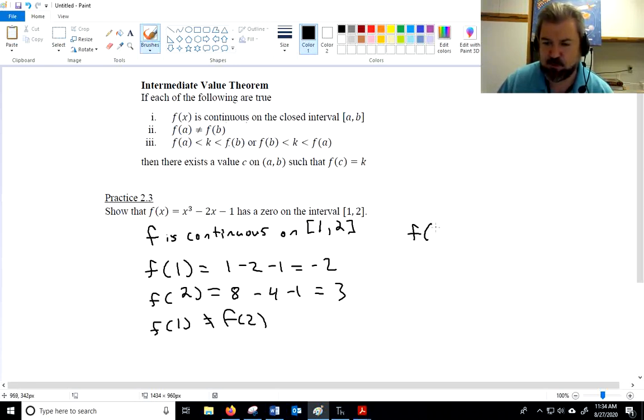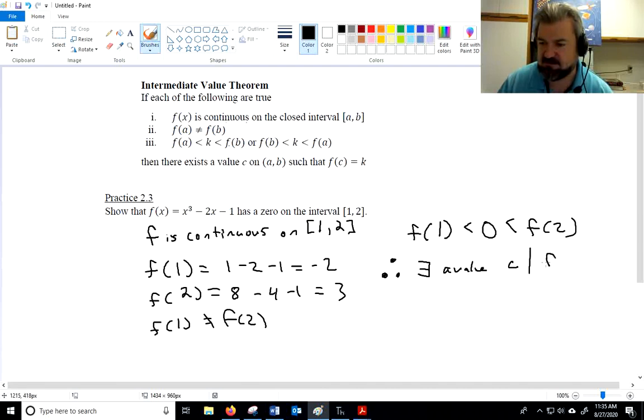Next, f of 1 is a negative number, so it's less than 0. And f of 2 is a positive number, so it is greater than 0. So we've got this betweenness that we need. So therefore, that's what those three symbols mean. Therefore, there exists a value c such that f of c equals 0.